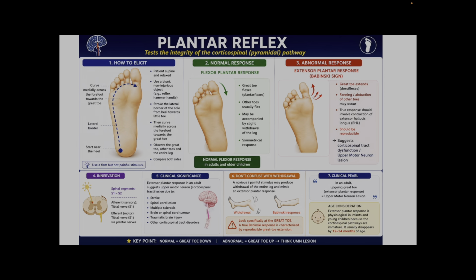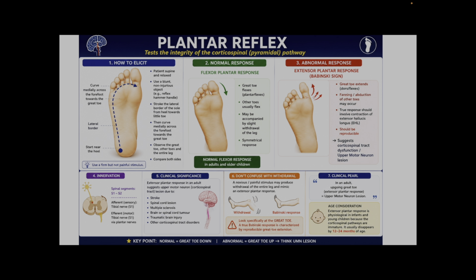Plantar reflex. Now let us look at the plantar reflex, an important component of the neurological examination. The plantar response gives us useful information about the integrity of the corticospinal or pyramidal pathway.